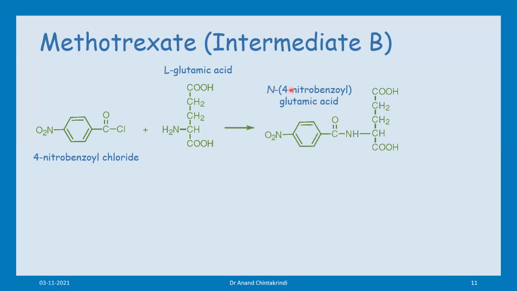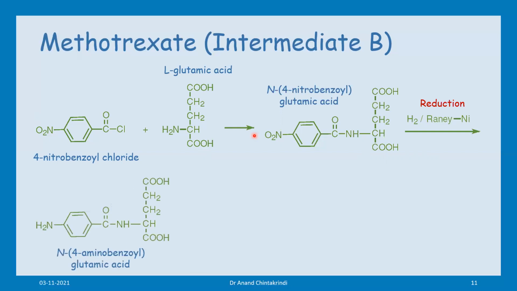that is N-(4-nitrobenzoyl) glutamic acid. It is still named as a derivative of glutamic acid. Now, the next step is reduction of this nitro group to amine, which is achieved by reacting in the presence of hydrogen and Raney nickel. So N-(4-nitrobenzoyl) glutamic acid is reduced to N-(4-aminobenzoyl) glutamic acid.